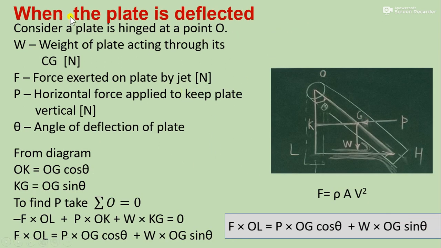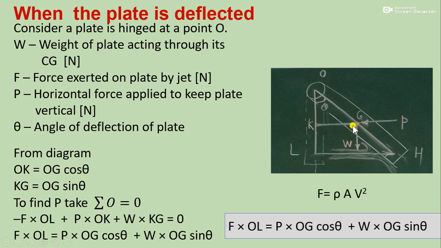Now the second case, when the plate is deflected. In this case the weight, the force by the jet and the external force are as they were. The only difference is that the plate is deflected by the angle theta. So theta is the angle made by the plate with the vertical line. In this case we need trigonometry, so we will have relations of cos theta and sin theta. If we take the triangle OKG, this is a triangle.